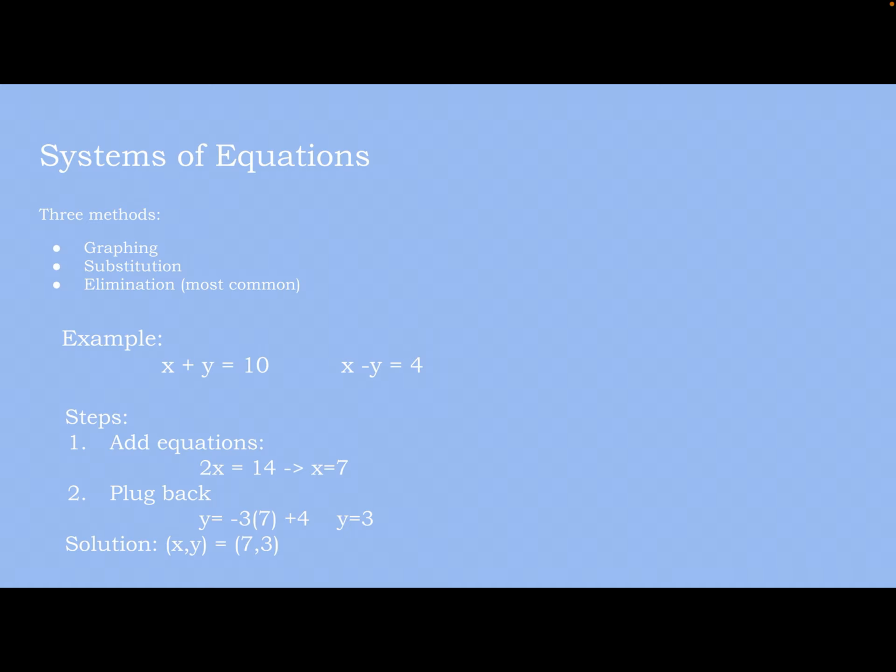No, I'm sorry, that is not right. You're going to get y equals -21 plus 4, which is -17. I'm sorry for that. So the solution is going to be an x, y point, in this case 7, -17.